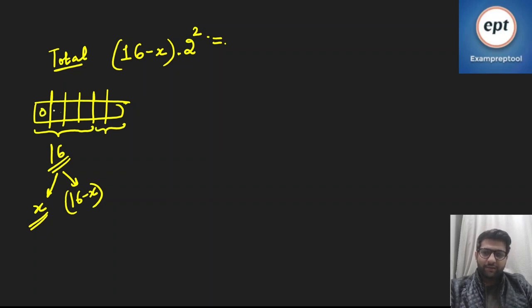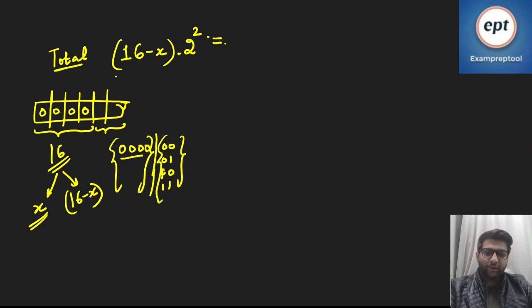Let's say if this is one of the unused values, now with two different more bits, we can have four different opcodes, right? 00, 01, 10, and 11. Now, similarly, there can be 16 minus x values here and 2 square values here. So this is the maximum number of opcodes for I type.